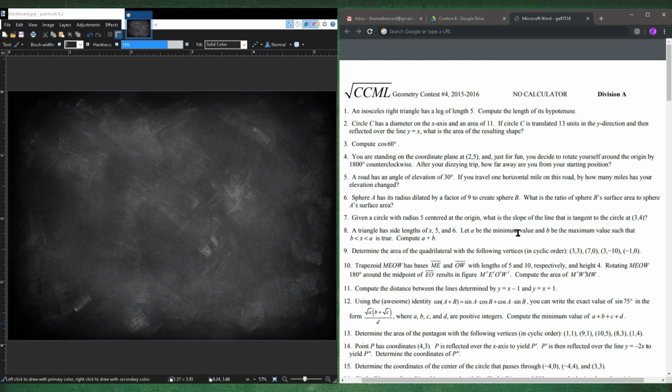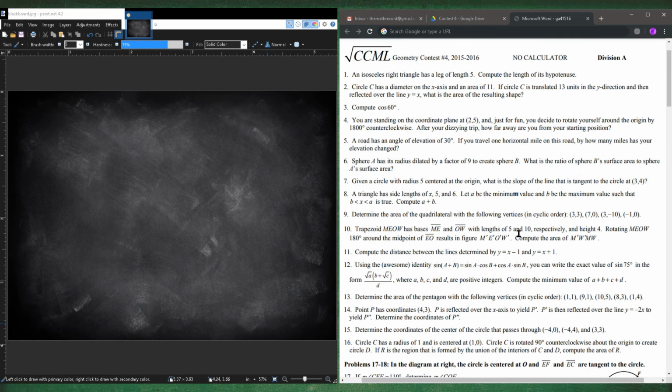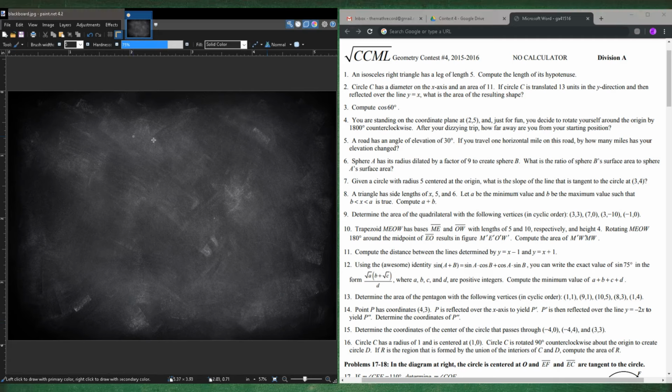Number 7. Given a circle with radius 5, center at the origin, what's the slope of the line that is tangent to the circle at 3, 4? Let's draw a picture. We have a coordinate plane, and a circle at the center with radius 5. There's the point of tangency at 3, 4, right here, and the tangent line to it.